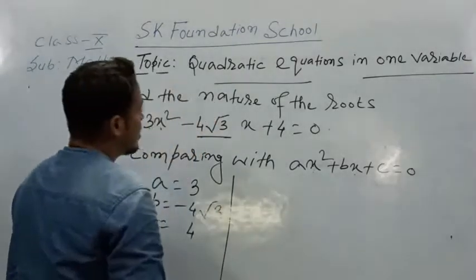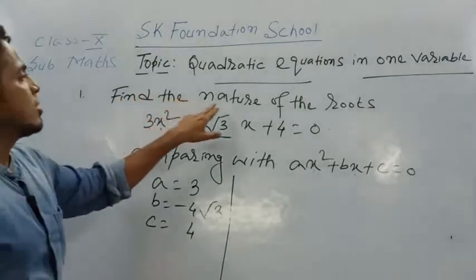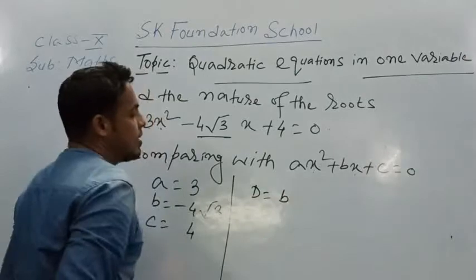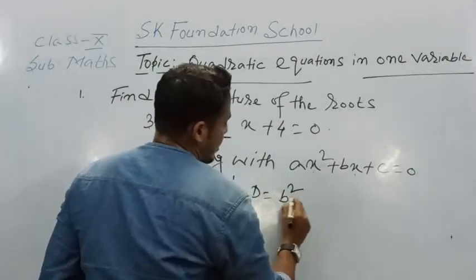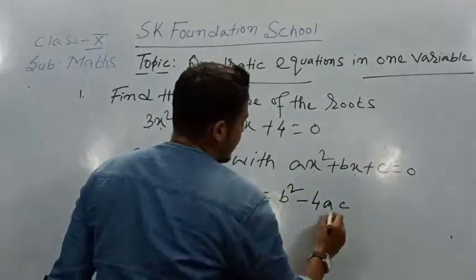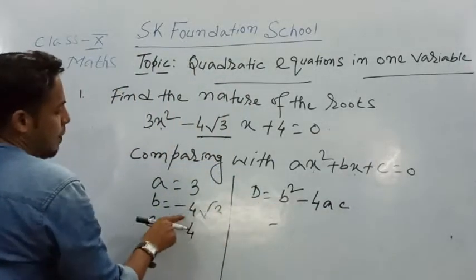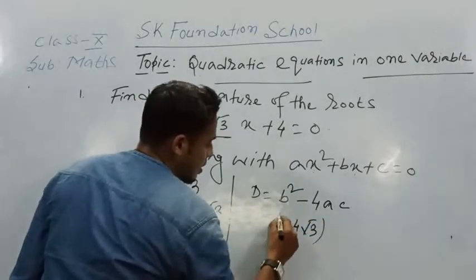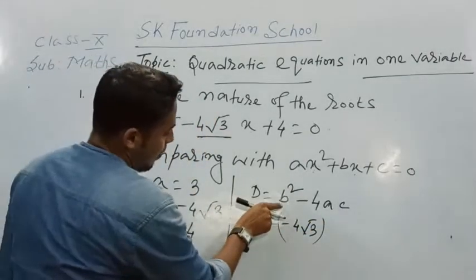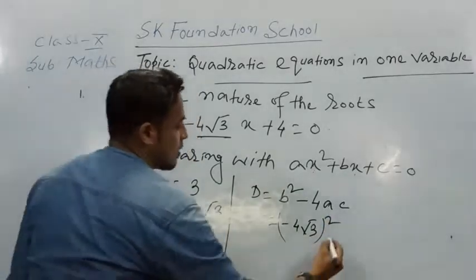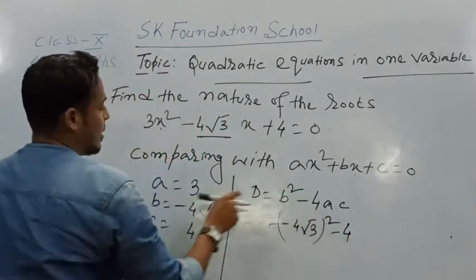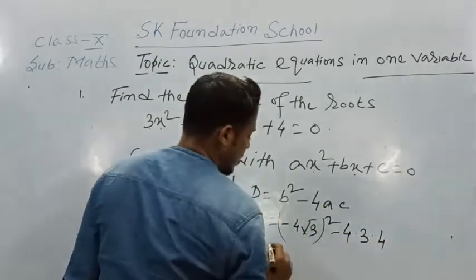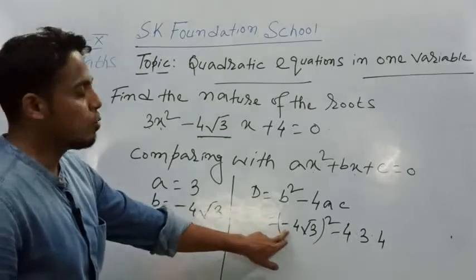So here we are going to find the nature of the roots. First, we find the discriminant. Discriminant D equals to b square minus 4ac. The value of b is minus 4 root 3. So in place of b, I put minus 4 root 3 square minus 4, value of a 3, c 4. Okay. As you know, the square of minus is plus.